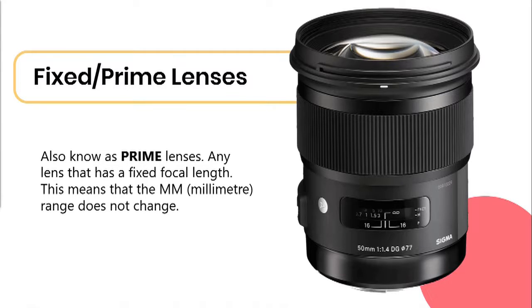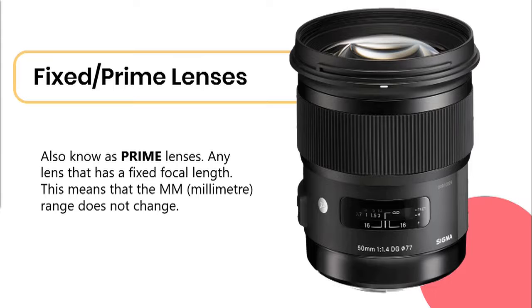In other words, I can't zoom in, I can't zoom out. If I wanted to get closer to my subject, I have to physically get closer to my subject. If I wanted a wider shot, I have to physically take some steps back to get a wider shot. These are also known as prime lenses.